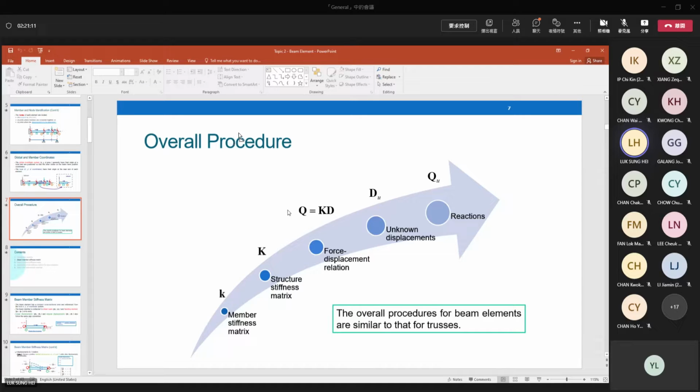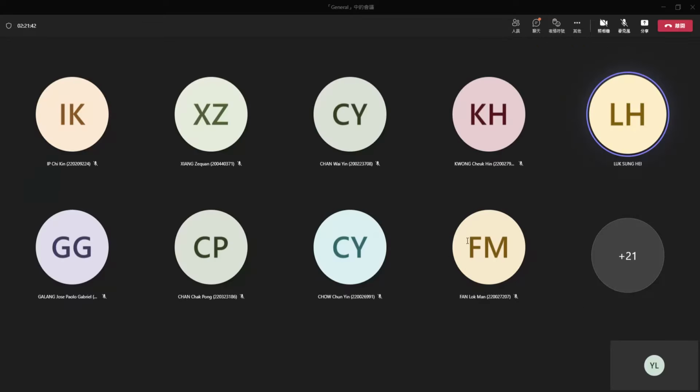After that, you can consolidate all the known information. Find out Q, K, D. Sometimes you have to add one additional force vector, Q0, on the right. And then solve it. Solve for the unknown displacement first, and then the unknown reactions. These are the overall procedures for the Stiffness Method, applicable for beam, for truss, for frame. Okay, any questions regarding the Stiffness Method?